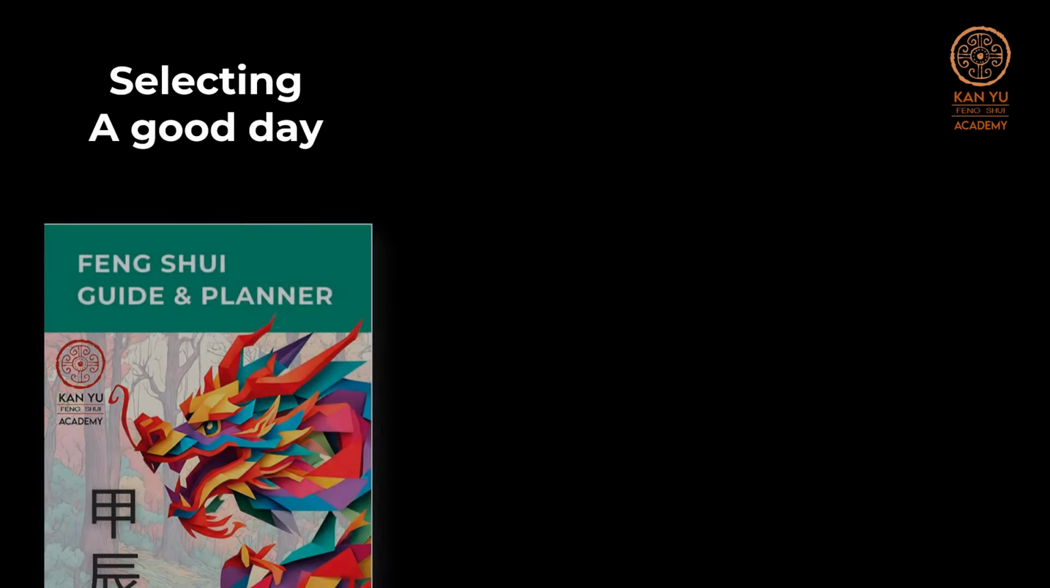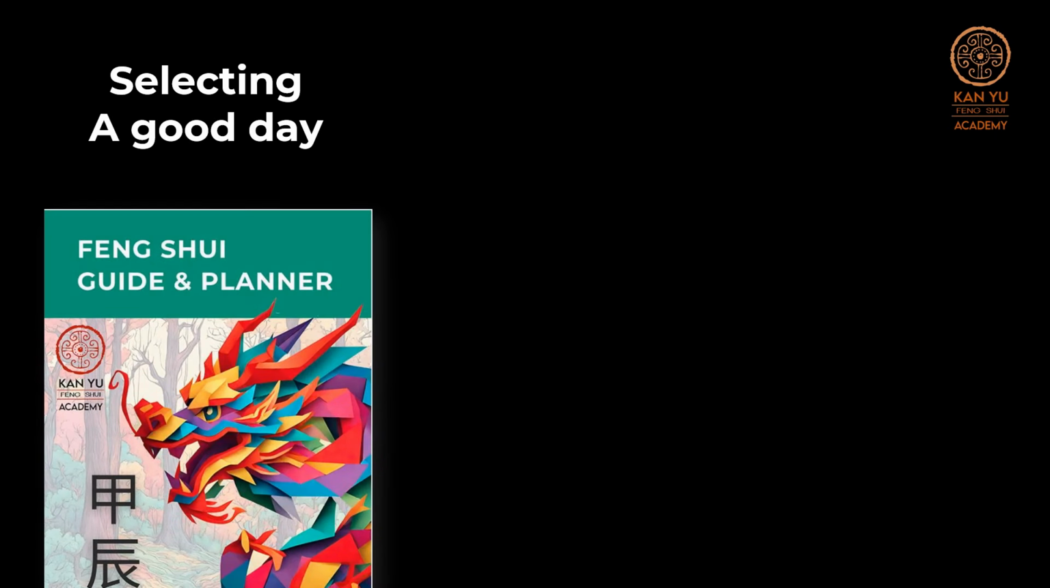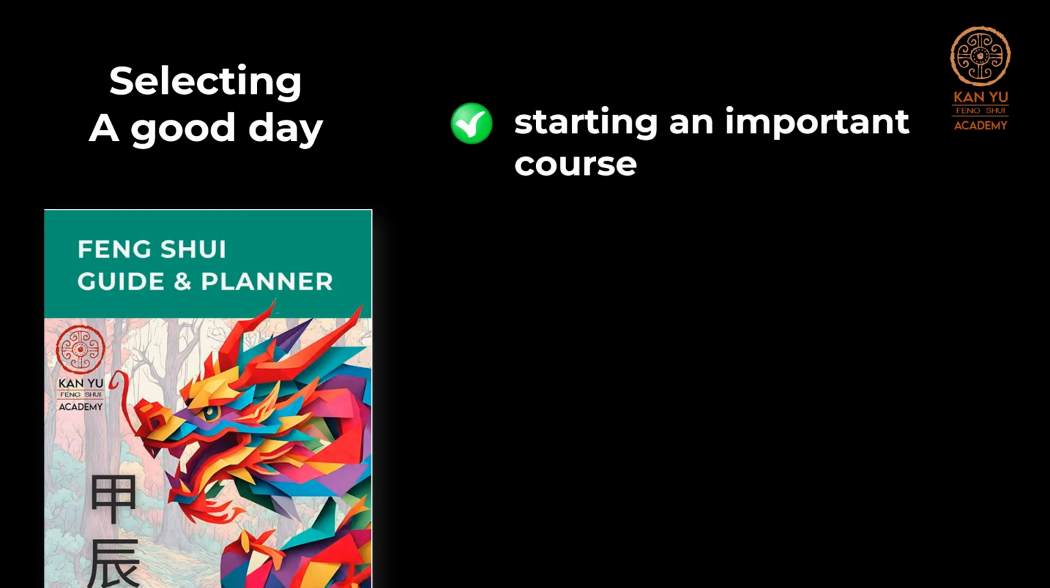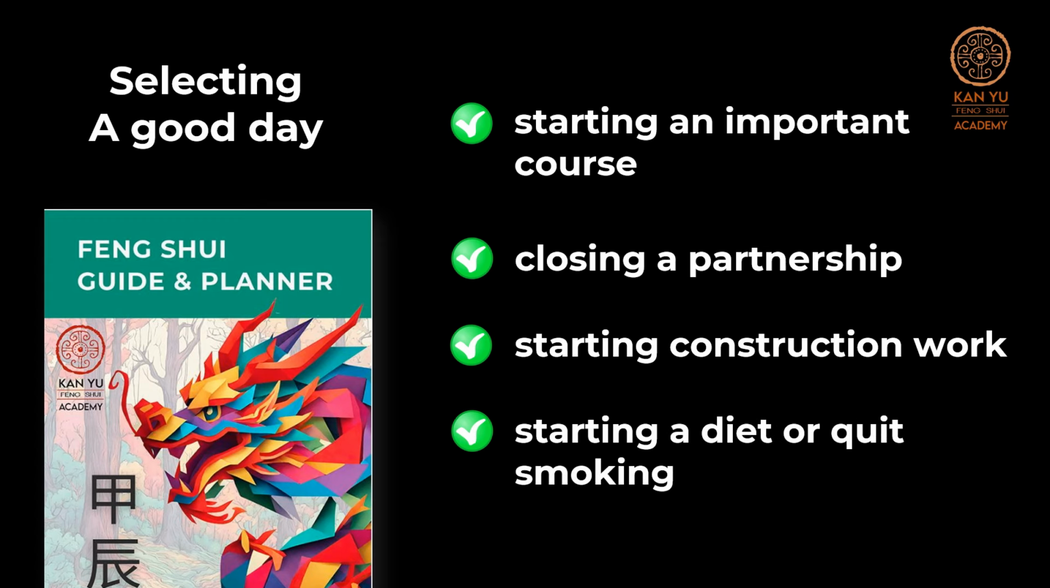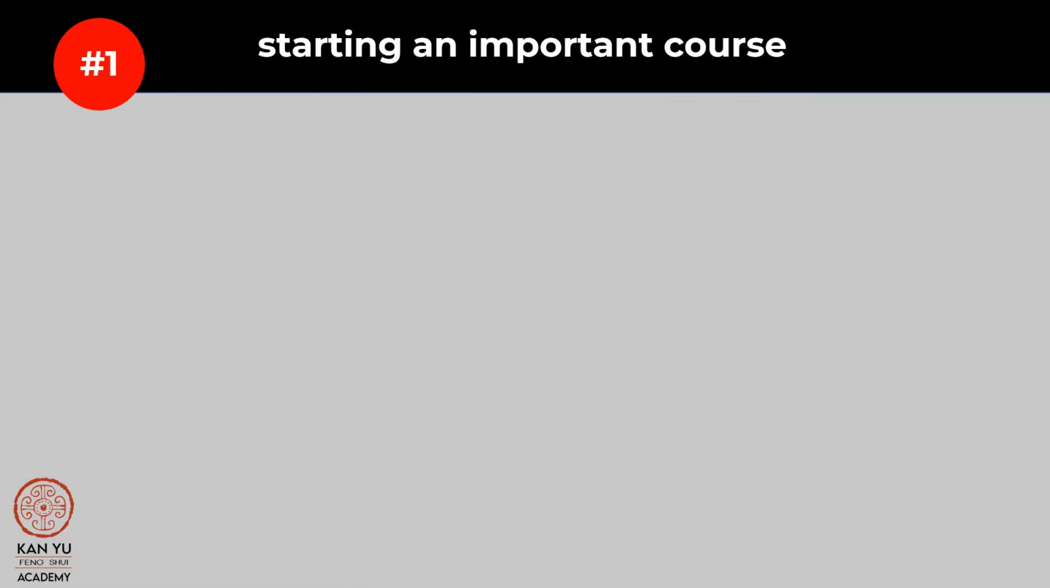And indeed, now in this tutorial we are going to see how you can calculate a date for some important activities like starting an important training course for your professional growth, terminating an employment relationship or sending a letter of resignation, starting building or construction work in your house, and starting a diet or quitting smoking. Well, let's start immediately with the first example.